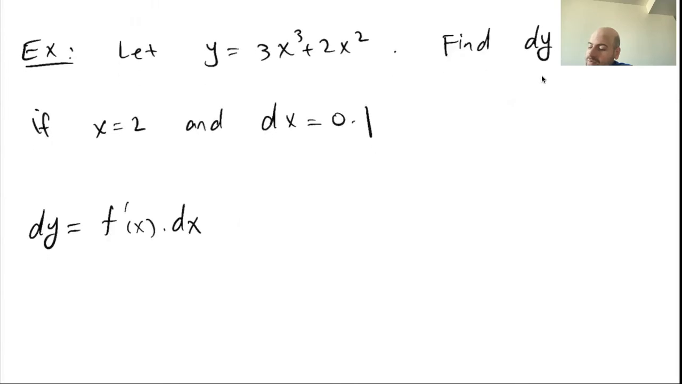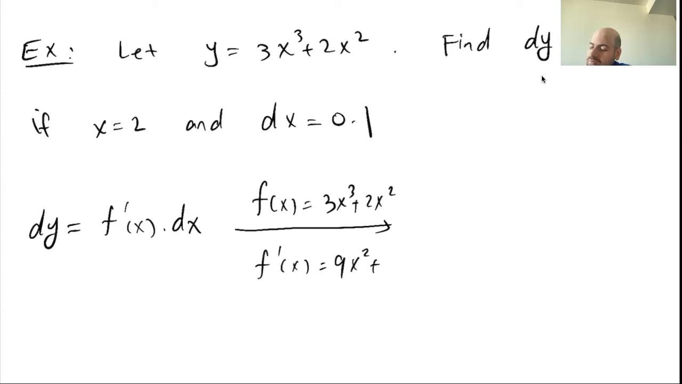So what is f prime of x? f of x equals 3x cubed plus 2x squared. So the derivative of this function is 9x squared plus 4x.